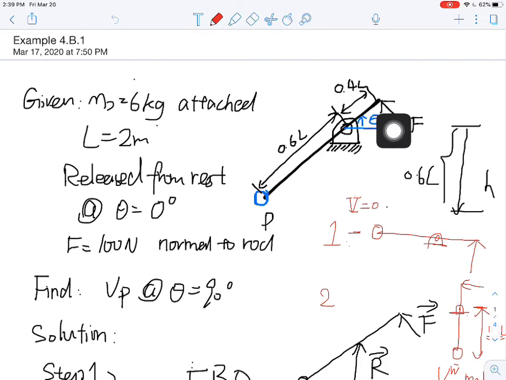And at the other end of this rod, there's a force normal to the rod pushing this rod. Sorry, the total length of the rod is 2 meters, and this rod is released from rest when theta equals 0 degrees, which is straight up, and the force equals 100 newtons normal to the rod. We need to find out what is the velocity when theta equals 90 degrees.